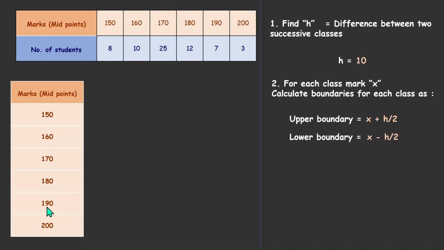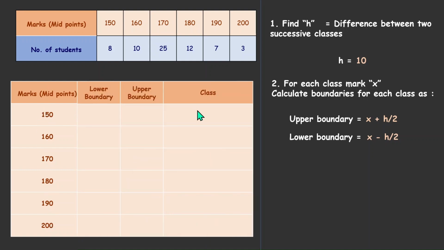So we have our marks here, the midpoints or the class marks. And here we'll extend that table, we'll get the lower boundary, the upper boundary, and what the class would be eventually. So our lower boundary would be 150 minus 5 because h is 10, so h by 2 would be 5. Whereas upper boundary would be 150 plus 5. So that would be 145 and 155. So our class would be 145 to 155.